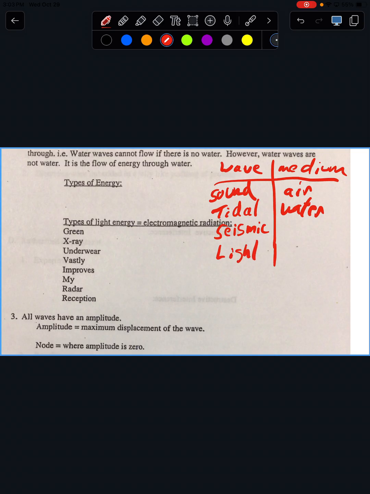What does a seismic wave travel through? Earthquakes. Ground or earth? Can you have water without a tidal wave? Yeah, but can you have a tidal wave without water? No. So the wave is not the air, the water, or the earth. The wave is the energy traveling through that thing, okay? The earth is just nice and fine, and all of a sudden, energy travels through it. That's an earthquake, okay? Light. That's just light.